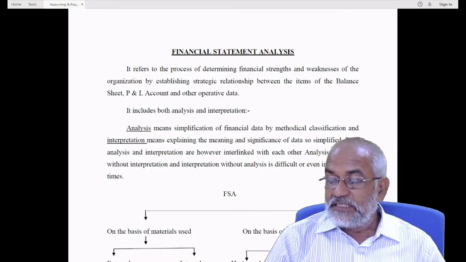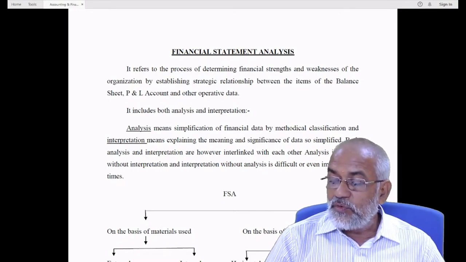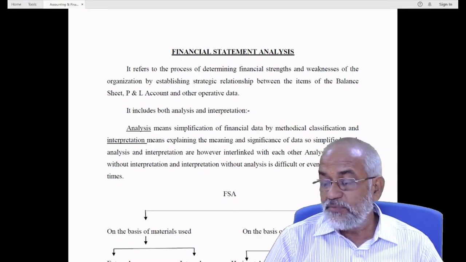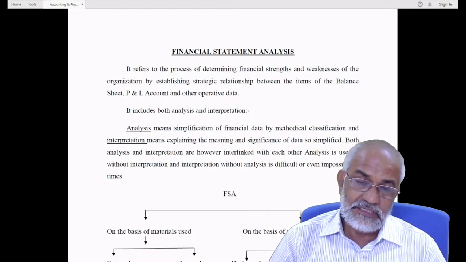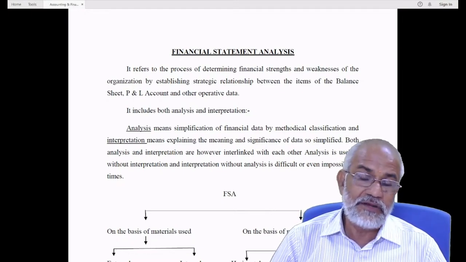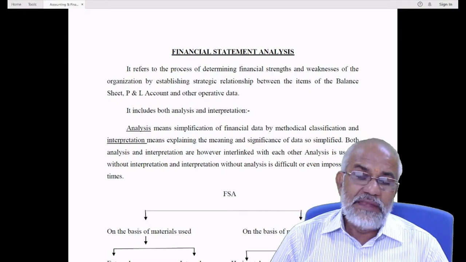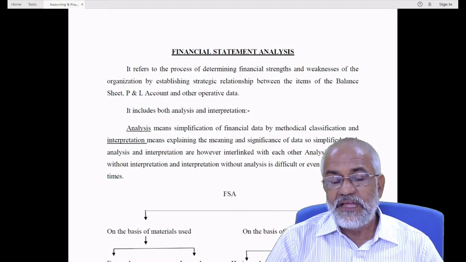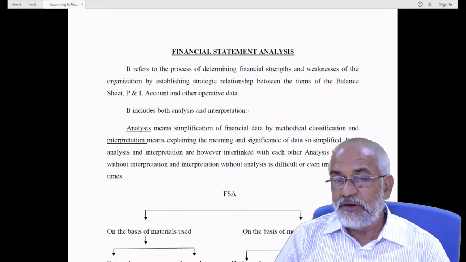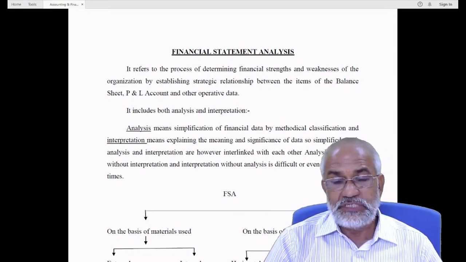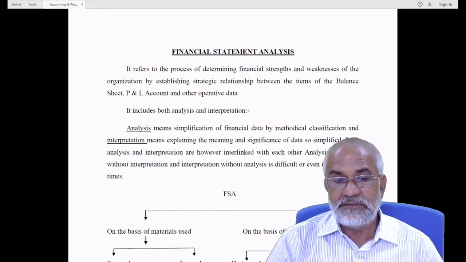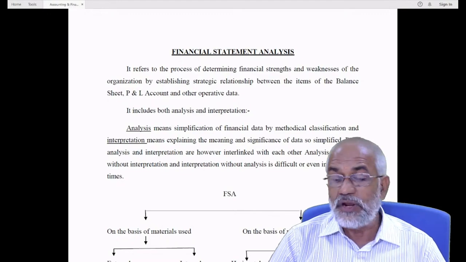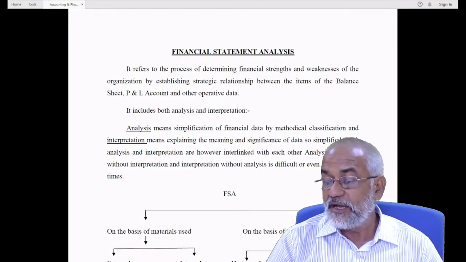And the second component of the annual report would be financial statements, as we have already discussed in detail. It may be the income statement, meaning the trading profit and loss account, etc. And it may be the balance sheet. And the next one may be the cash flow statement, which is a mandatory requirement for listed companies, and must form part of the annual report of the listed companies.